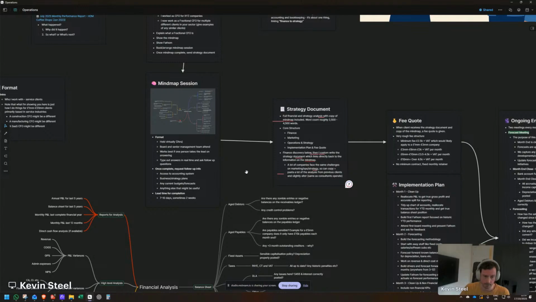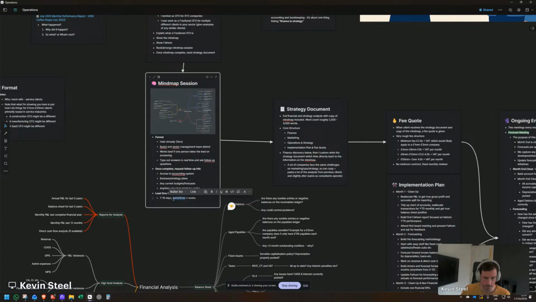And interestingly, this strategy document, all this analysis, which usually takes me 7 to 10 days to complete after I receive the information, I don't charge for it, which may seem a bit crazy. But the reason I don't charge for it is I'm interested in building a long-term, ongoing engagement with the client. I don't generally do short-term engagements or short-term projects. It's all monthly retained work.